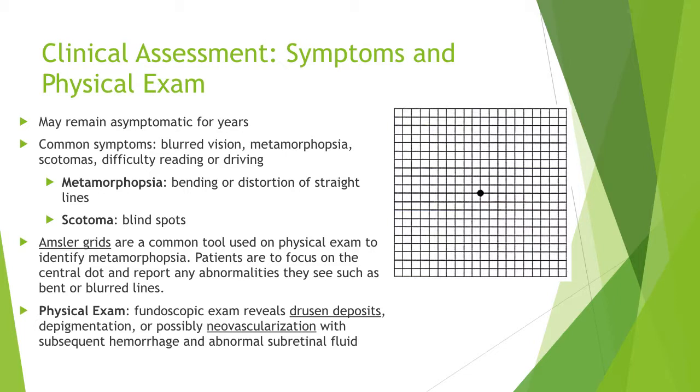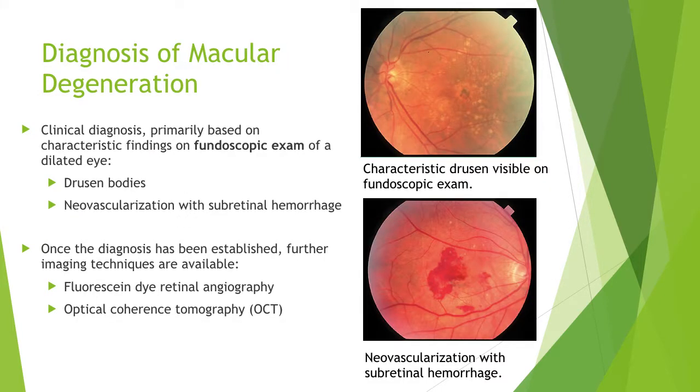On physical exam, a primary care or ophthalmology healthcare provider can identify drusen deposits, patches of depigmentation, or areas of neovascularization on fundoscopic exam, which we will talk about more on the next slide. Typically, for the diagnosis of macular degeneration, a patient will present to their primary care provider complaining of blurred vision. On fundoscopic exam, the provider will see drusen bodies or neovascularization, depending on the category of macular degeneration, dry or wet. Primary care should refer these patients to ophthalmology, where a dilated eye exam with fundoscopy will be performed.